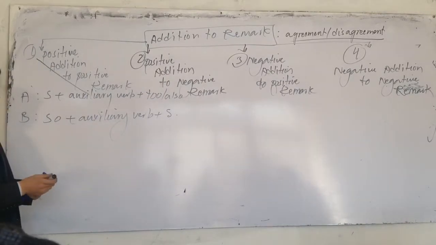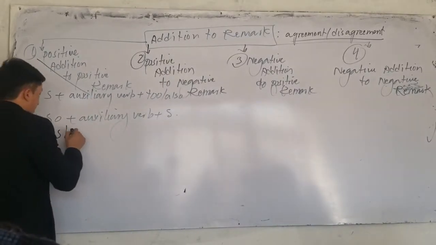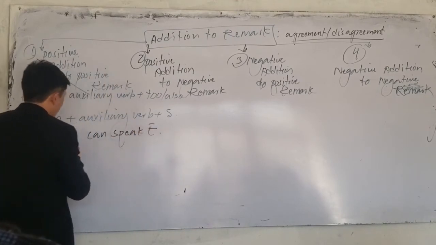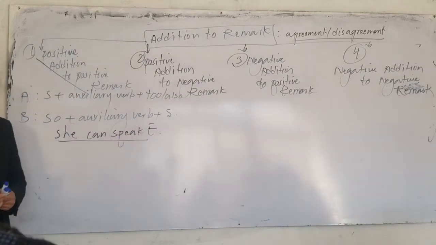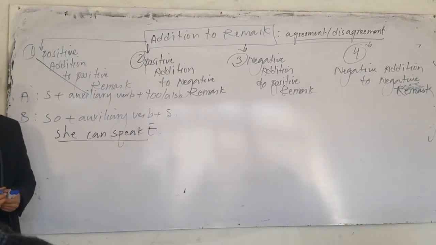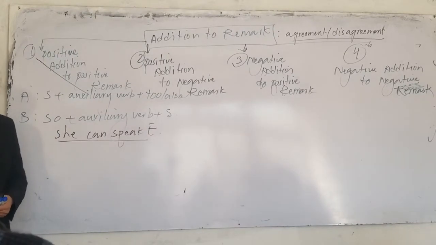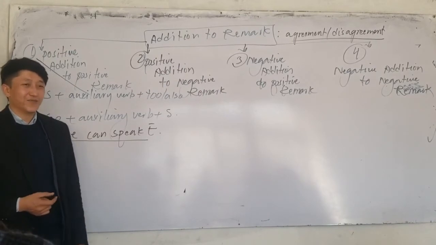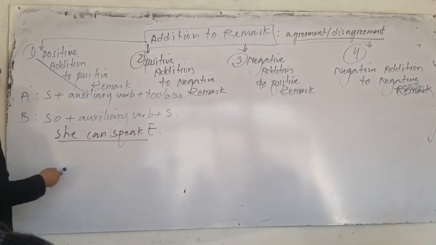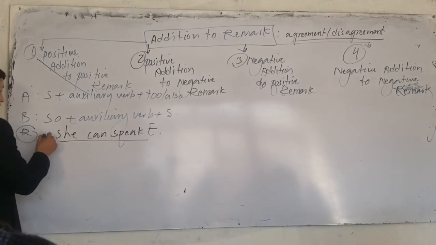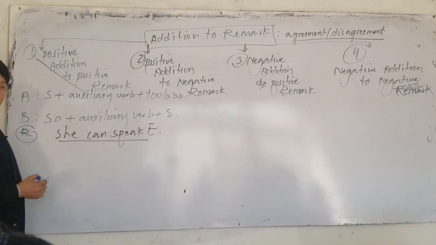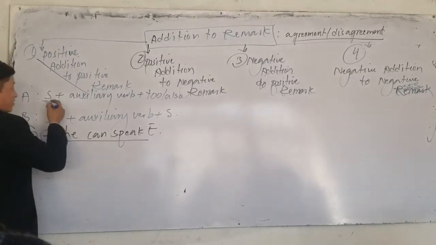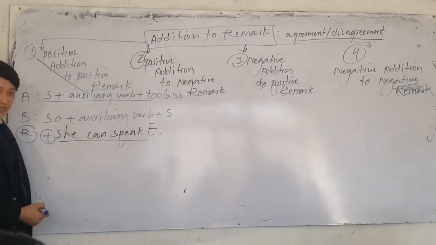For example, if I say she can speak English. What is this sentence? Is it a remark or addition? No, I have not added anything yet. It's a remark. Is it a positive remark or a negative remark? It's a positive remark. This is the structure of addition. How can I add it?